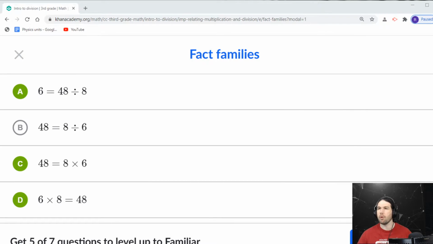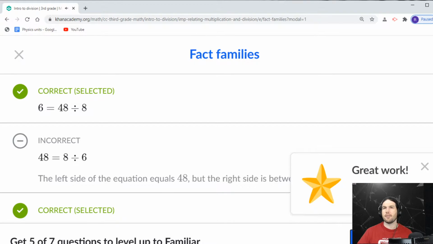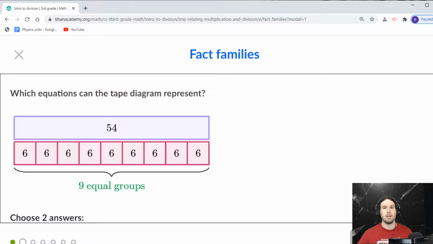Let's do a couple more of these. No worries if you're confused right now. Like, seriously, no worries if you're confused right now. So we've got this tape diagram here, yeah? And it's in 9 equal groups, each of which is 6 units long or whatever.